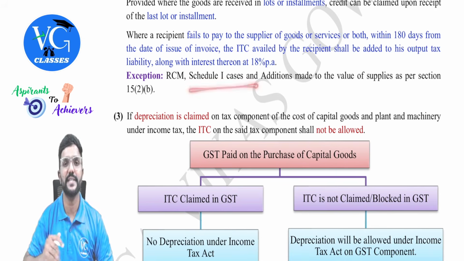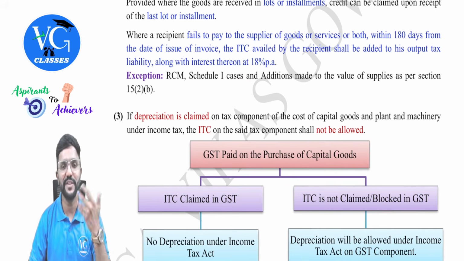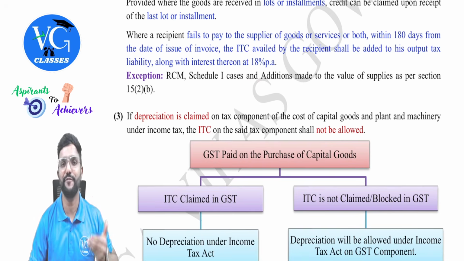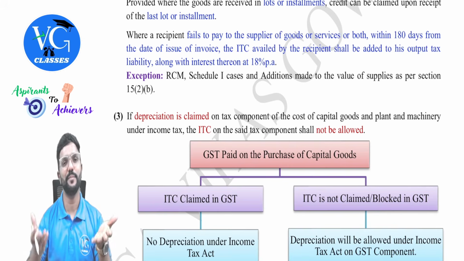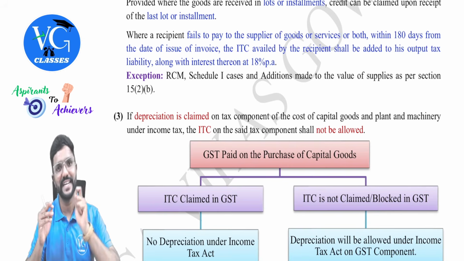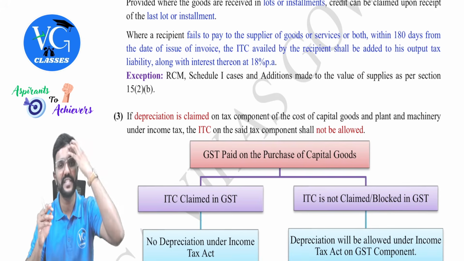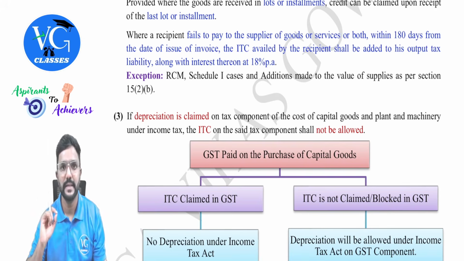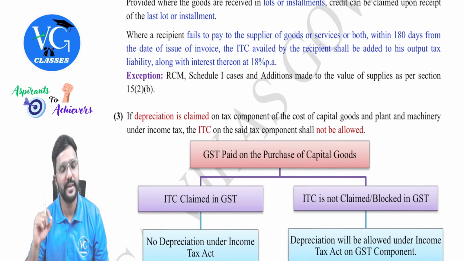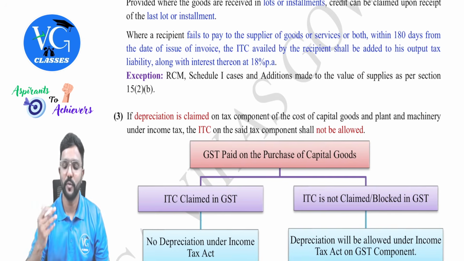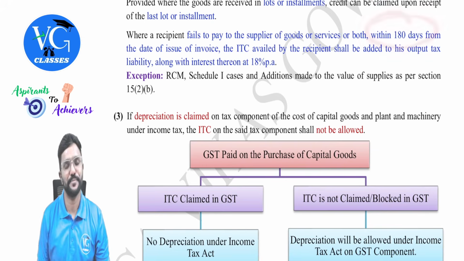Okay. Schedule 1 cases, that is, there are 4 activities, even without consideration, it is a supply, as per para 1, 2, 3, 4 of Schedule 1. In that case, the recipient is not paying anything because there is no consideration, but still it is considered as supply, and the value will be fixed as per the valuation rules. Yes. And in that case, is GST levied? Yes. But as there is no consideration, there is no point applying this 180 days there.